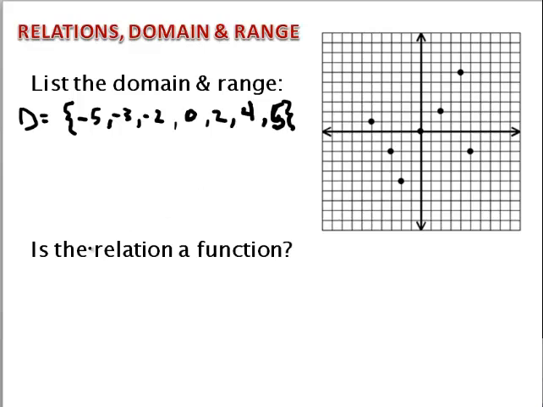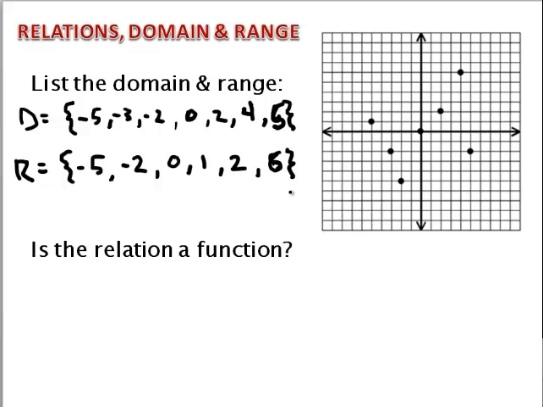And then I'm going to list my range the same way. I'm going to put those from least to greatest. So my smallest one was -5. My next smallest one was -2. My next smallest one was 0. Then 1. Then 2. And then 5. That's right, it's a 6. Then 6.